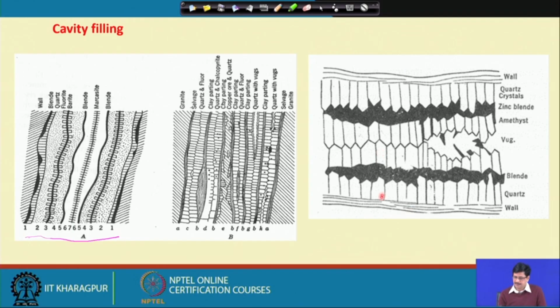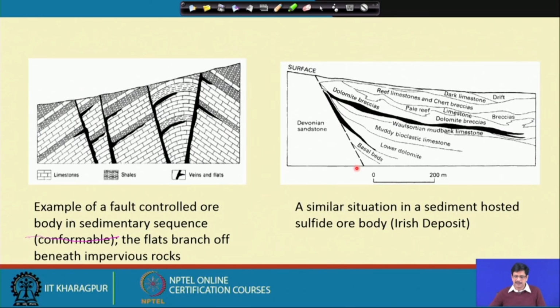We can see many different generations of quartz plus ore mineral, again quartz plus ore mineral, which happens in a typical cavity filling situation. It is called cavity filling just because it fills up the cavity by the deposition of minerals.